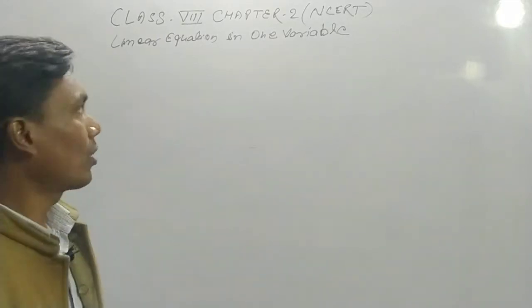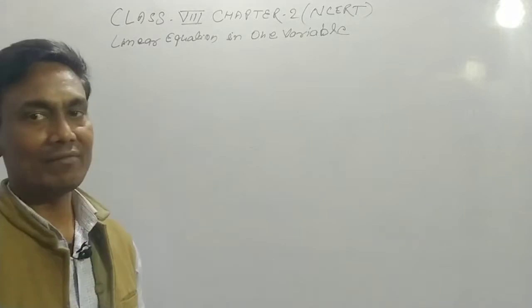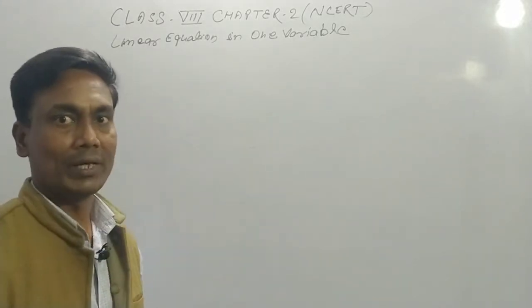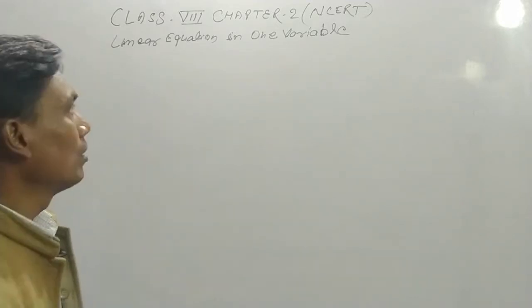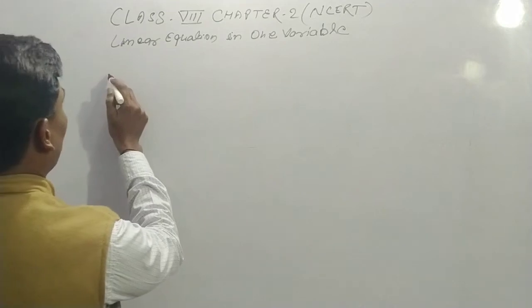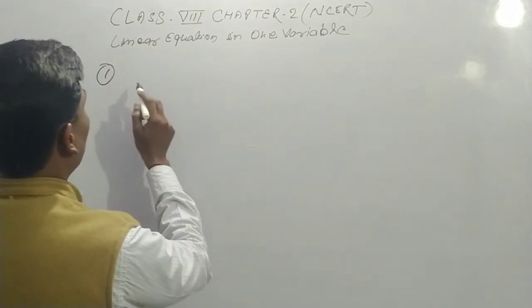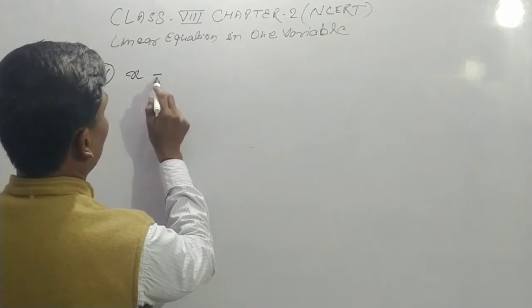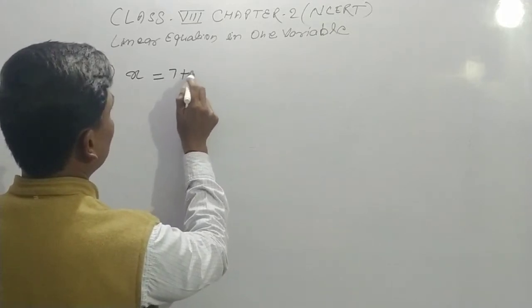We are here to talk about linear equations in one variable, Class 8, Chapter 2. Let's come to the topic in this session. Take some equations, for example. Let's take x = 7 + 3.